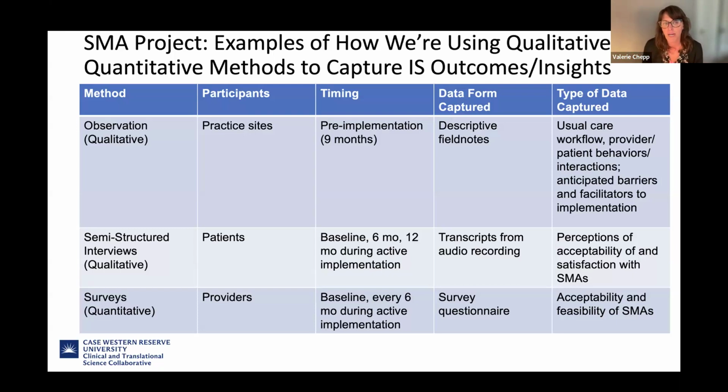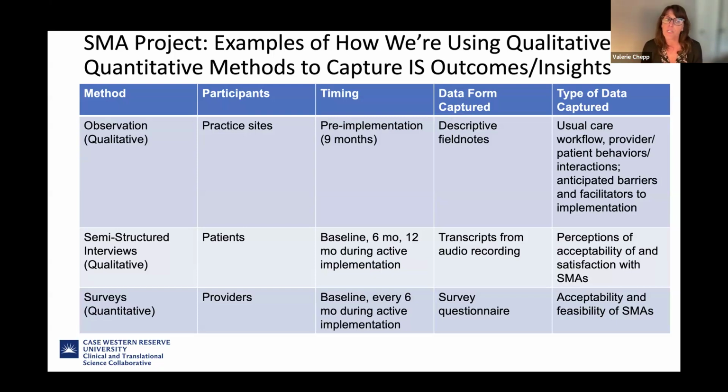We're also going to be drawing upon semi-structured interviews, another qualitative technique. We're interviewing providers now during pre-implementation, but we're also going to be interviewing patients during active implementation at these 3 different time frames to understand how they perceive outcomes around acceptability. How acceptable, how satisfied are they with the SMA program?